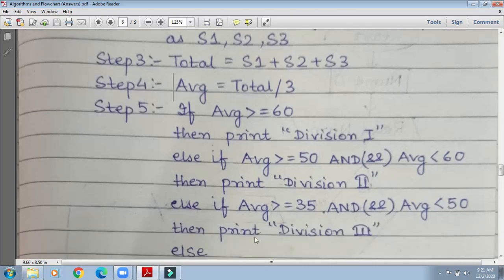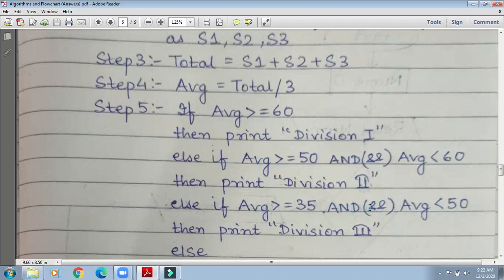Else if AVG is greater than or equal to 35 and AVG is less than 50, then print division 3. For writing this we will use double signs. This is a shortcut. Double ampersand is used for writing AND in Java. So you can write this also, or you can write directly AND. Okay, you can directly write AND, no problem.